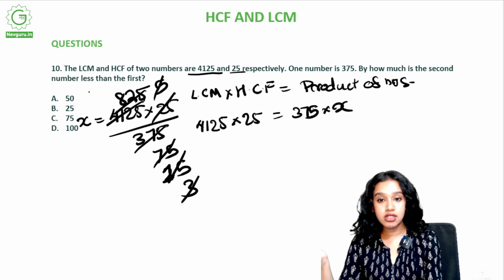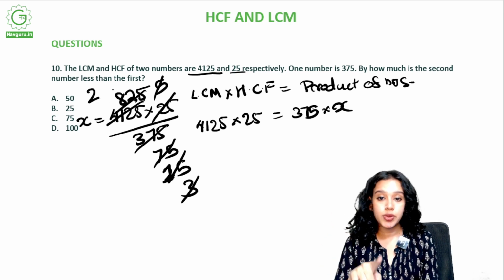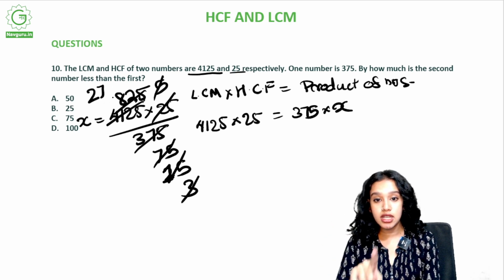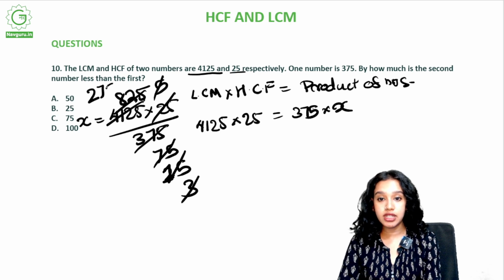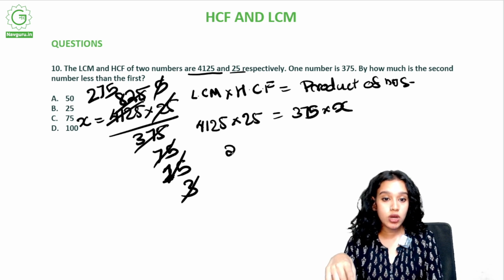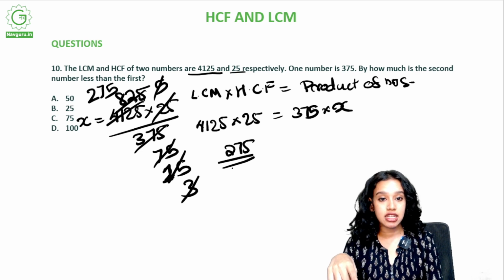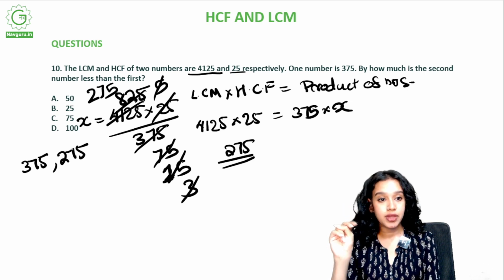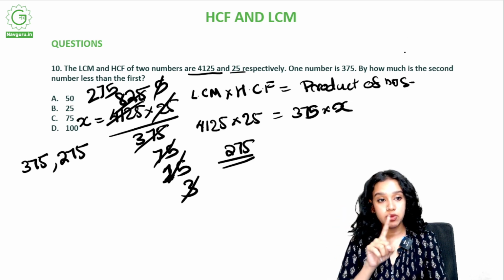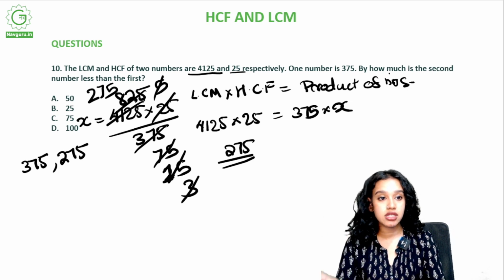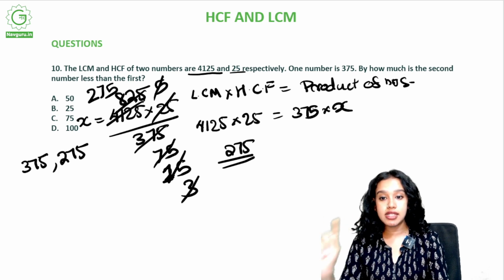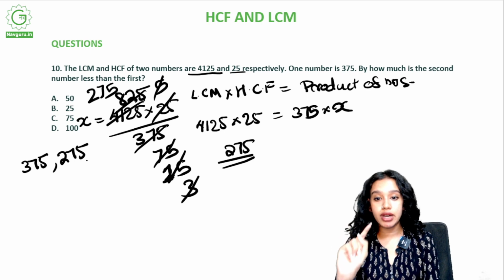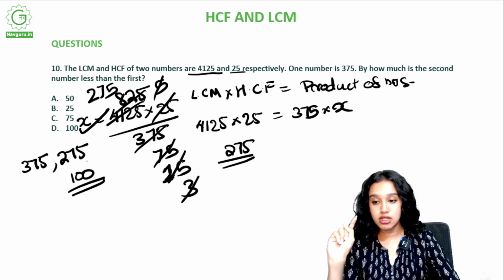So we could cancel this out and we'll get 2 3s are 6, 22, 7 3s are 21 and 1 is the balance, and 15 we will get 5. So 275 is the second number. So we got both of the numbers, one is given which is 375 and the other number is 275. Now we have to find the difference between both these numbers because the question asked is how much is the second number less than the first. So 375 minus 275 is equal to 100, and 100 is the answer for this question.